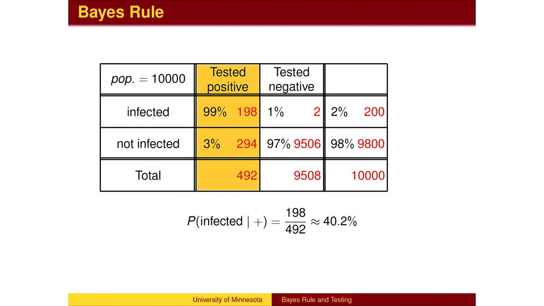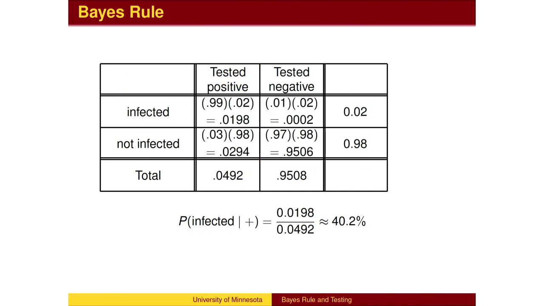We now want to know what percent of the population that tested positive actually has the disease. Of the 492 that tested positive, 198 have dragonpox, which is 40.2% of those that tested positive. Even though you tested positive, it is still more likely that you are healthy. Note that we didn't need to know the population. We could do these same calculations using just the percents.